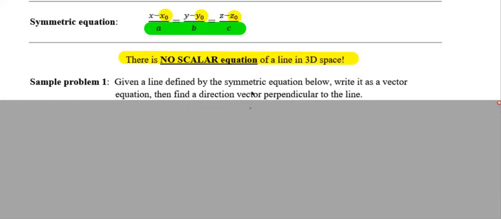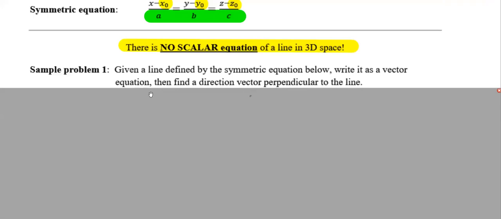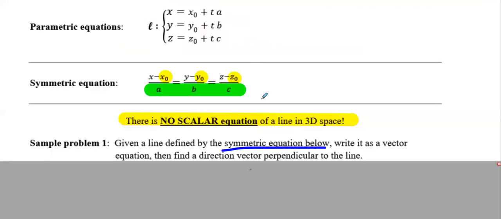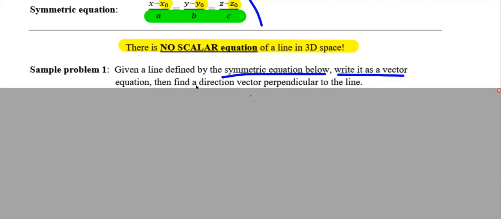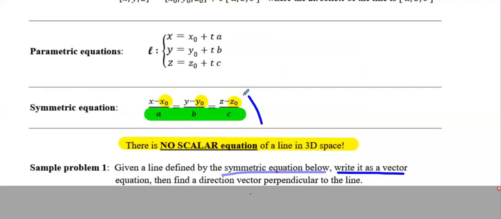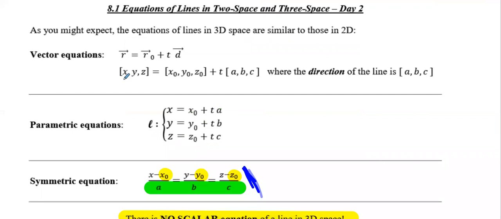We'll go through a couple and then a little visual, and hopefully it'll work out the way I want it to. So if you're given a line defined by a symmetric equation, now you haven't seen it yet, but your equation's going to look like this. You've got to get used to the different names. You want to write it as a vector equation. So you want to write this kind of equation in this format.